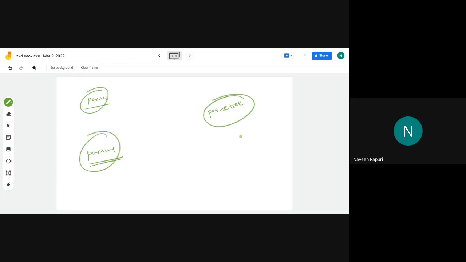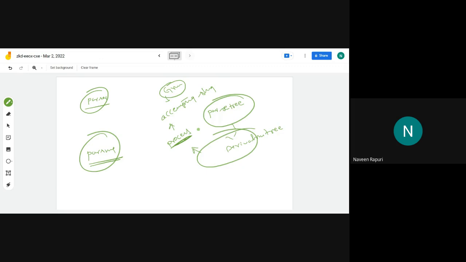Parse tree is nothing but a derivation tree. What is derivation? Derivation is nothing but a process. What is that process? Accepting the strings for the given grammar. So we know about the parse tree clearly.